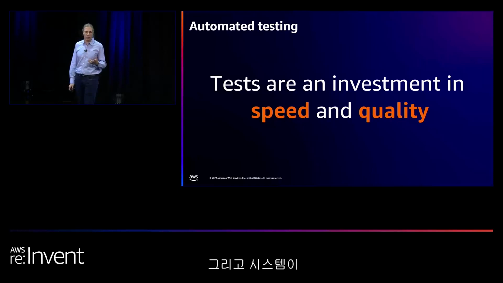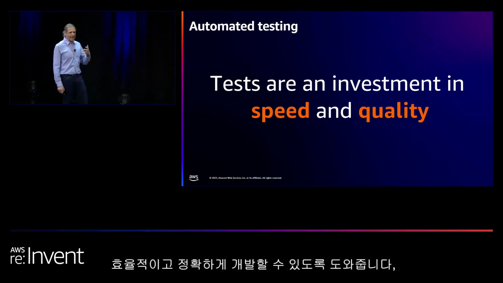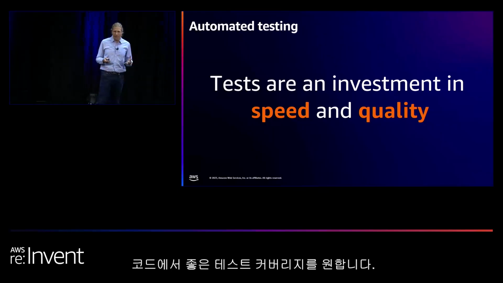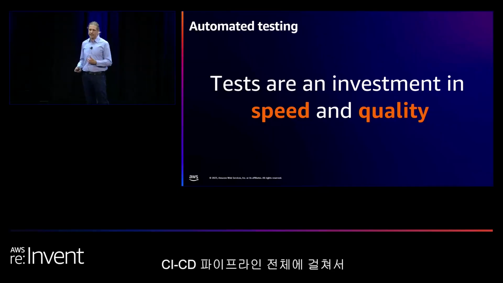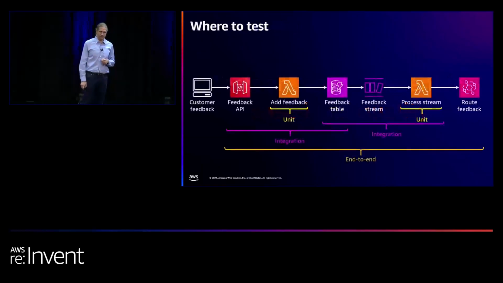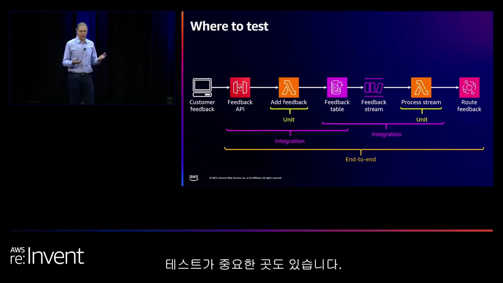And they help ensure that your systems are developed efficiently, accurately, and of course with high quality. You want to have good test coverage from your code all the way through your CI/CD pipelines so you can confidently get features into production. Now, there are a number of places where tests are important.